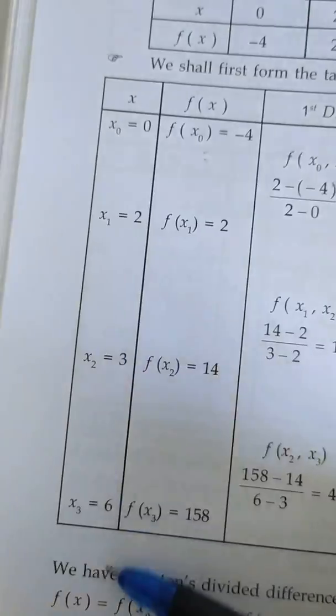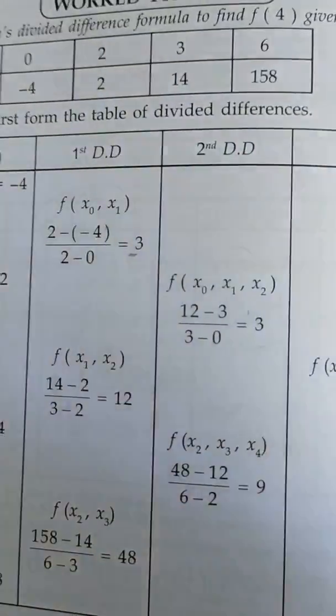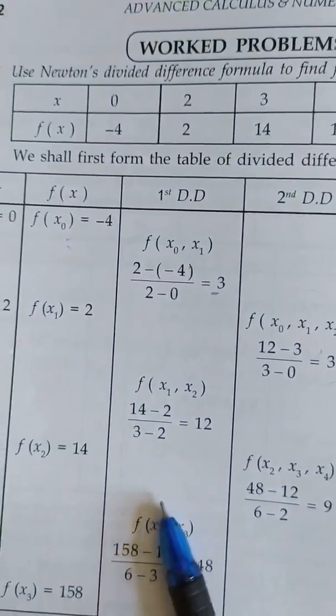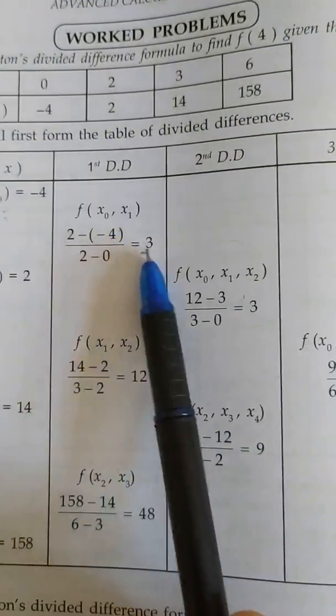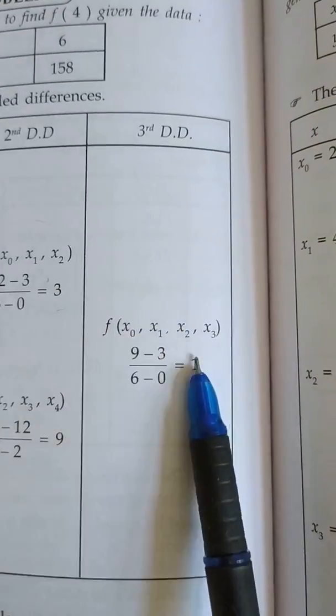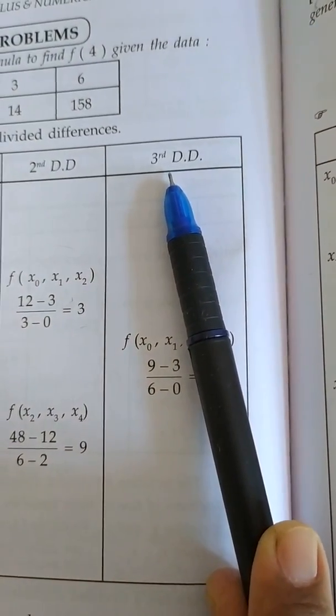Tabulate. These are the x values. These are all f of x values. Now the divided differences. Already I constructed the same table while explaining the divided difference table. These are all divided difference values. Now write the formula up to the third divided difference, that means f of x naught, x1, x2, x3.